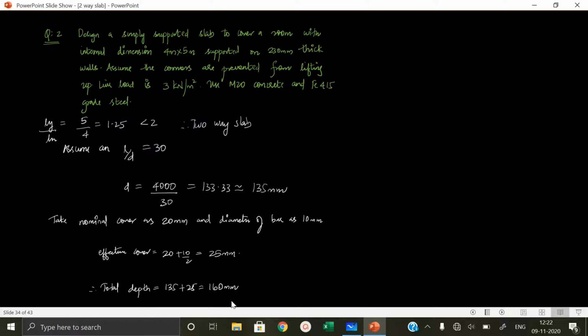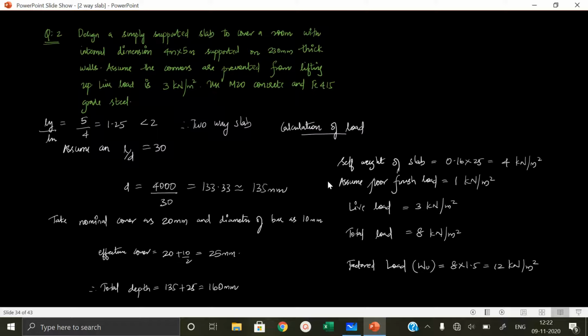This is similar to what we had done for the last. So up to here it's okay for you. That is, I'll get the total depth as 160 mm. Now the calculation of the load. The self weight of the slab we can take as 4 kN per meter square based on the depth and density of concrete. Assuming a floor finish of 1 kN per meter square and live load of 3 kN per meter square, you will get the total load as 8 kN per meter square.